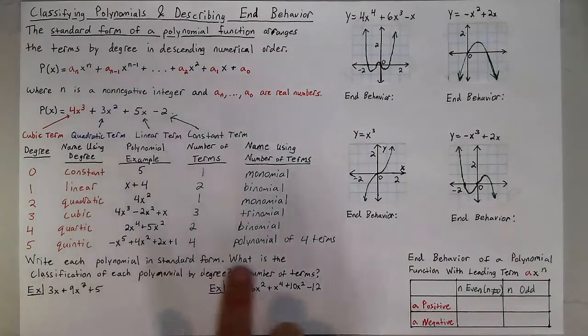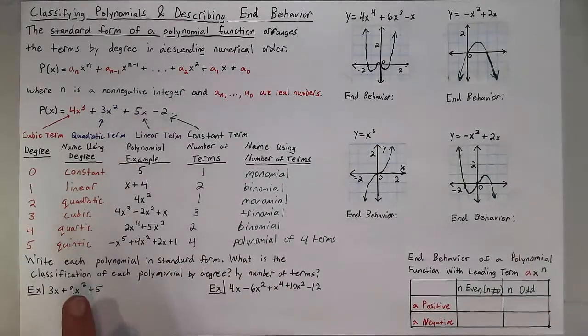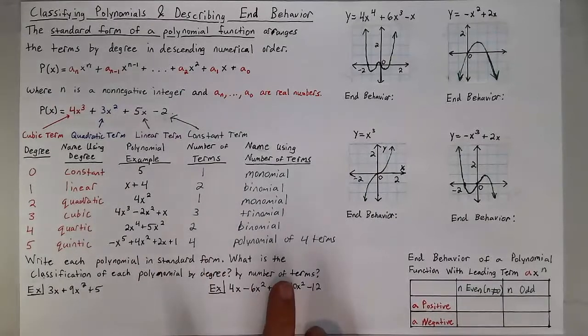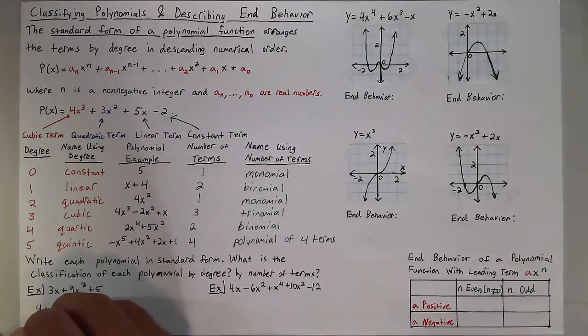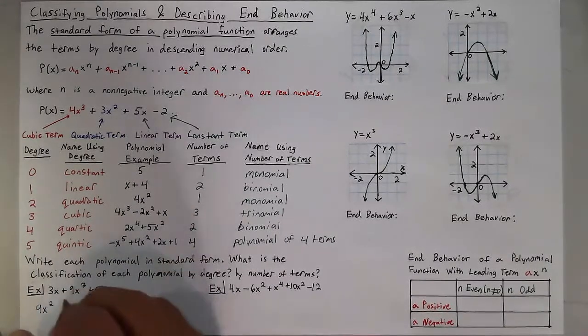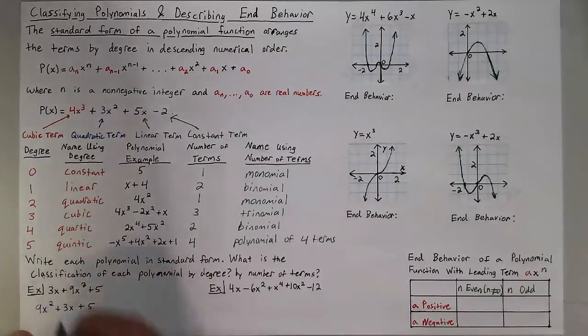Now let's write each of these polynomials in standard form. Then what is the classification by degree and then by number of terms? So first we have 3x squared plus 3x plus 9x squared plus 5. To put that into standard form, we put the highest power term first, which would be 9x squared. And then we follow that with the next power term, which is 3x. And we end it with the constant, that is usually a degree 0 term. So it goes down in powers.